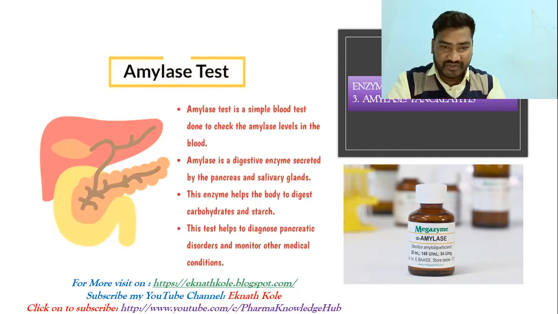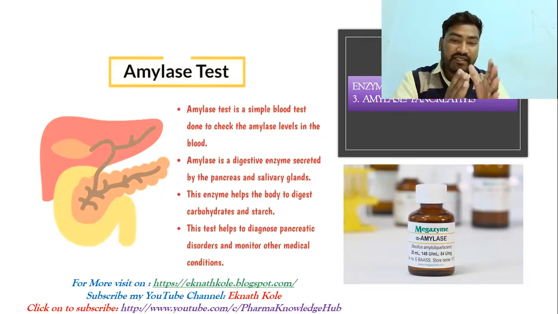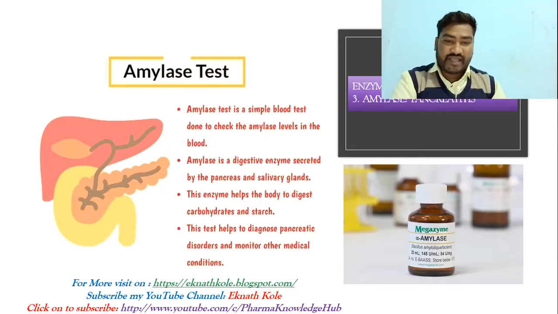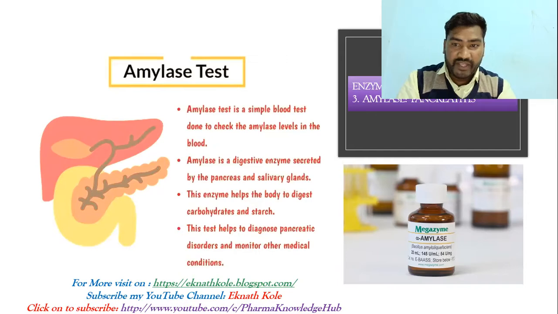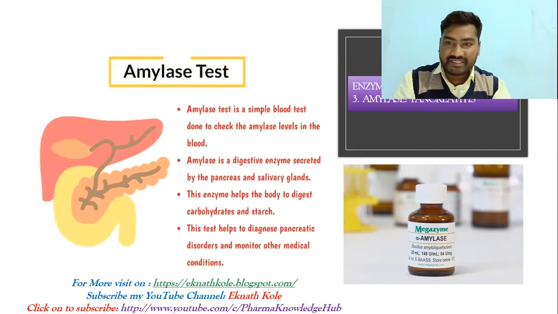You know that. Okay. This test helps to diagnose pancreatic disorders and monitor other medical conditions. It will be useful to detect pancreatic disorders as well as to monitor other medical conditions in human beings. So this amylase test is useful to identify pancreatitis, which is nothing but inflammation of the pancreas. Okay, so you can find that out by using the amylase test.